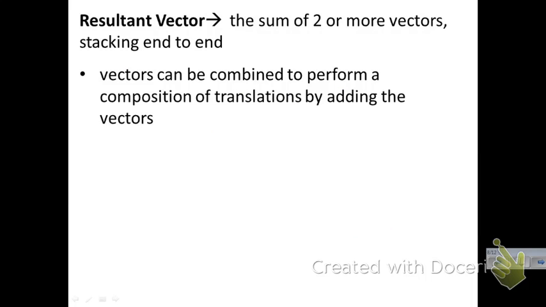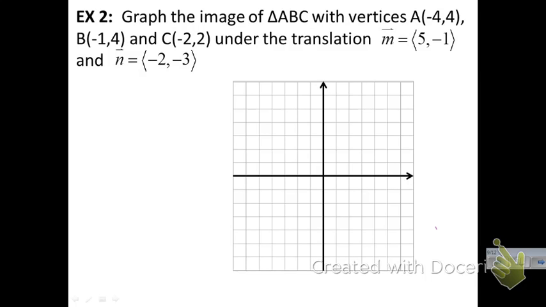So vectors can be combined by performing composition of translations by adding the vectors. Now we know that composition is more than one transformation, so we're going to do more than one translation and show you how it's actually a vector. Okay, so here we're going to start by graphing ABC. And then it asks you to graph the vertices under the translation of 5, -1. What that does is it moves every point forward 5 and down 1.